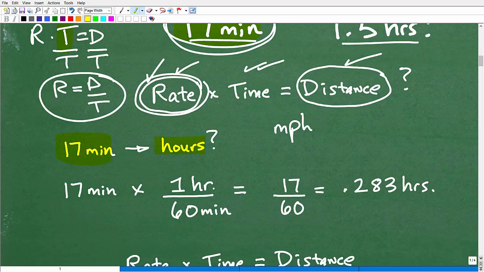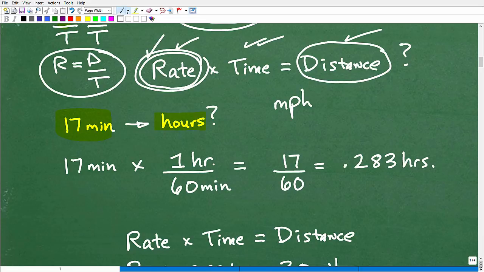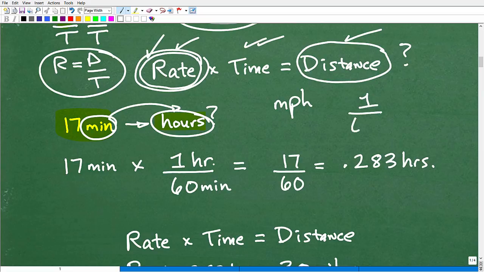Now, how do I do that? This is why I like this problem, because we're doing a lot of different skill sets that you need to know how to do, like converting one unit to another unit. So we have 17 minutes. I want to go from minutes to hours. So I want to multiply that 17 minutes by what we call a conversion factor, something that we know is true that relates both hours and minutes. And what is that? Well, we know that 1 hour is equal to 60 minutes, or 1 hour per 60 minutes. Another way we can express this is 60 minutes per 1 hour.